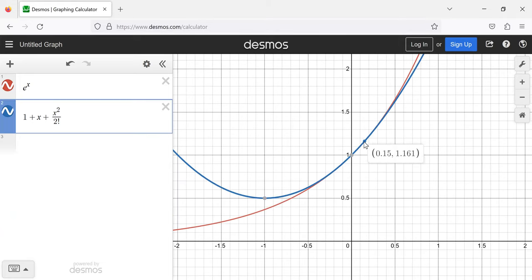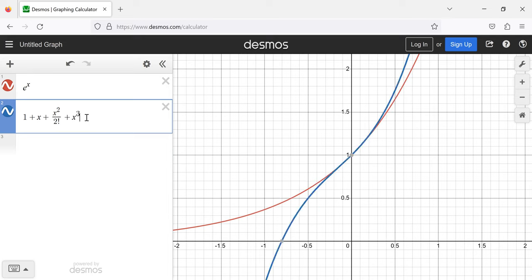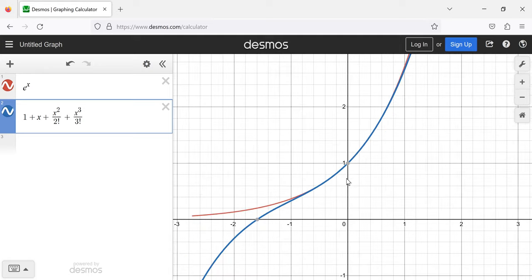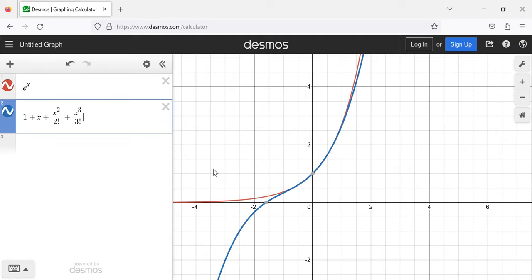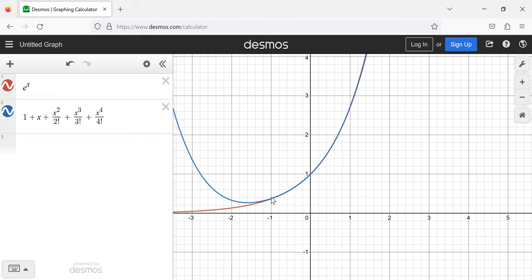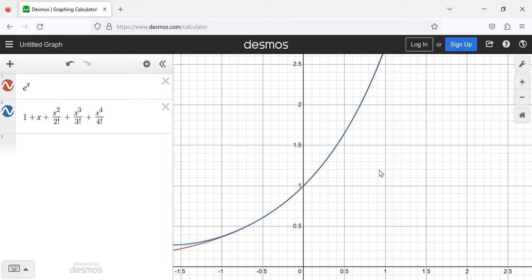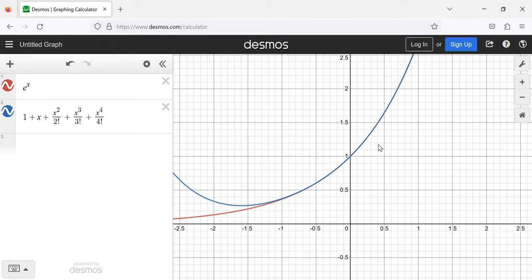I say near zero, but we don't have to be that near zero. Within 0.2 of zero, we're already getting a good approximation. And wow, we add the third term, then the fourth term. If we're within negative one and positive one, then these four terms basically give us what we want.